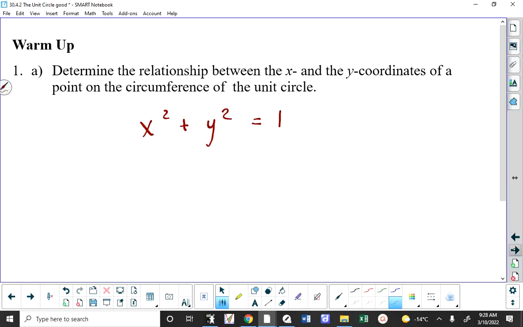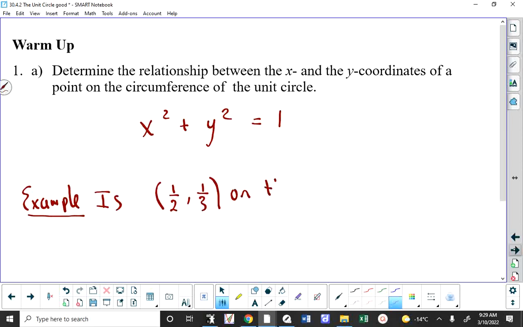But I want to give you an alternate example that I didn't put in your notes, and maybe I should have. I'll just put it down here and I'll just say example. Is this point a point on the unit circle? Well, if it is, then x squared plus y squared has to equal 1. That's the equation of the circle. When I say that's the relationship between x and y, what that means is any x and y that make that true is going to form a point on the circle. So if I want to know if this is a point on the circle, I can check.